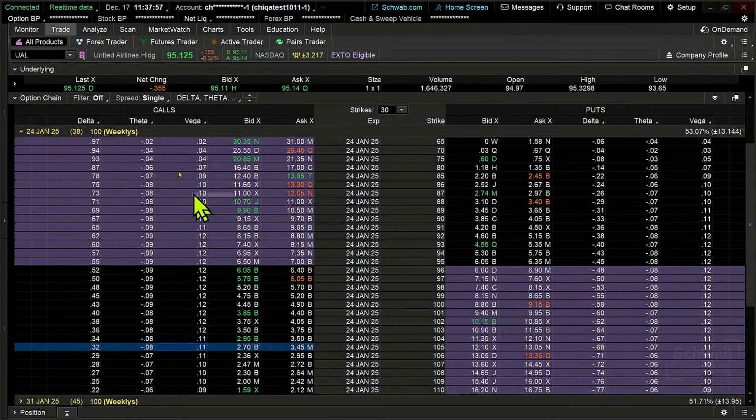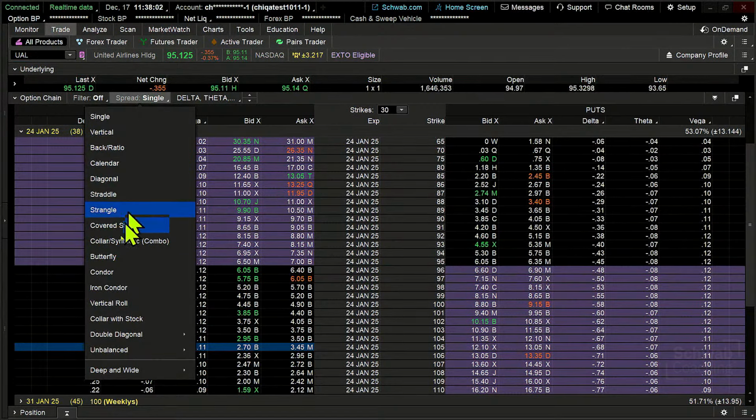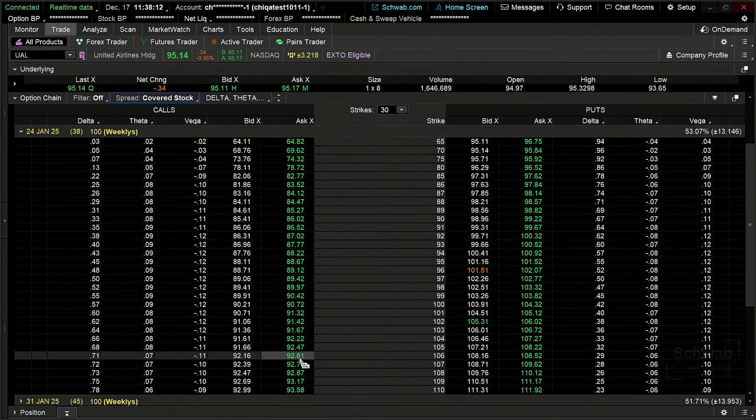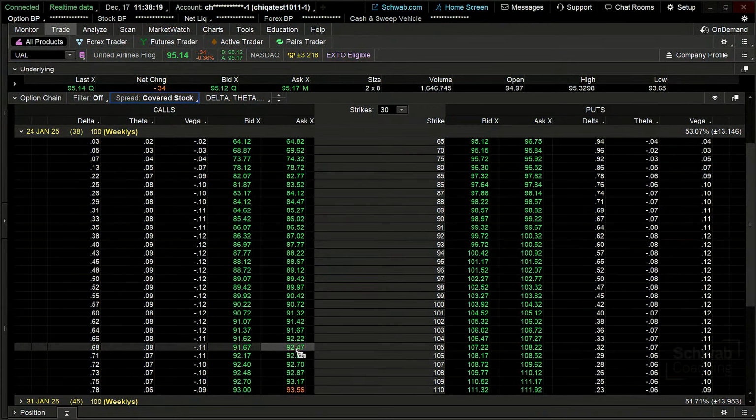So I'm now going to change this layout from spread to covered stock. Now the price that's being quoted here in the bid and the ask is the price for buying the stock and selling the call option at the same time. So if I go after the 105 strike, this price right here, the 92.47, is the net cost of buying the stock right now at 95.15 minus the roughly $3 of premium that I'm bringing in for selling the call option. So I'm creating a buy-write, a covered call.